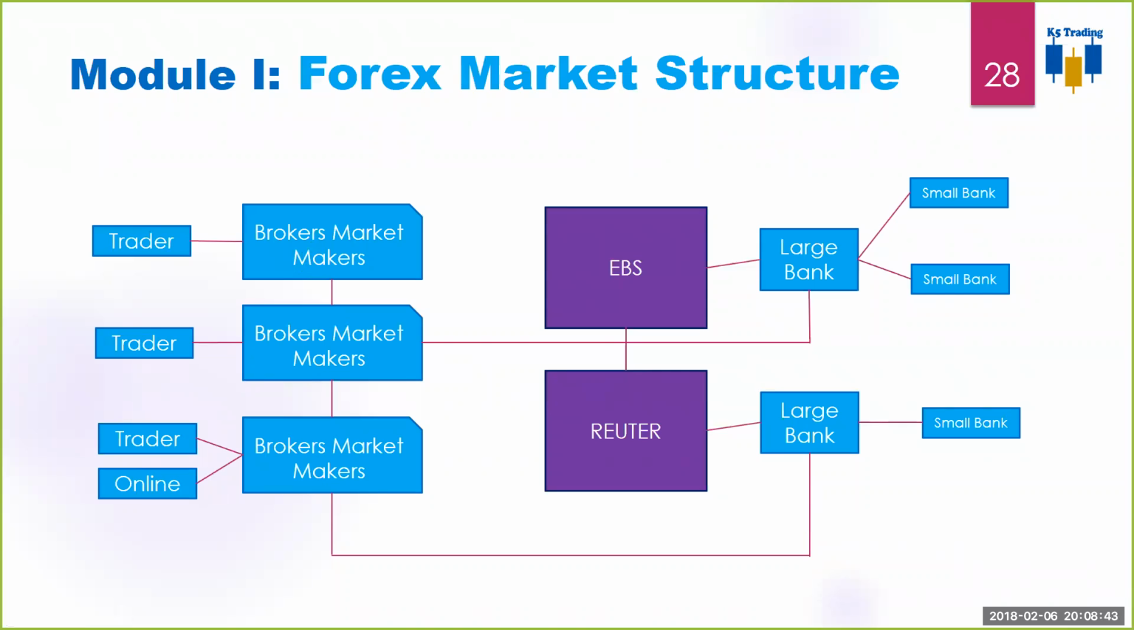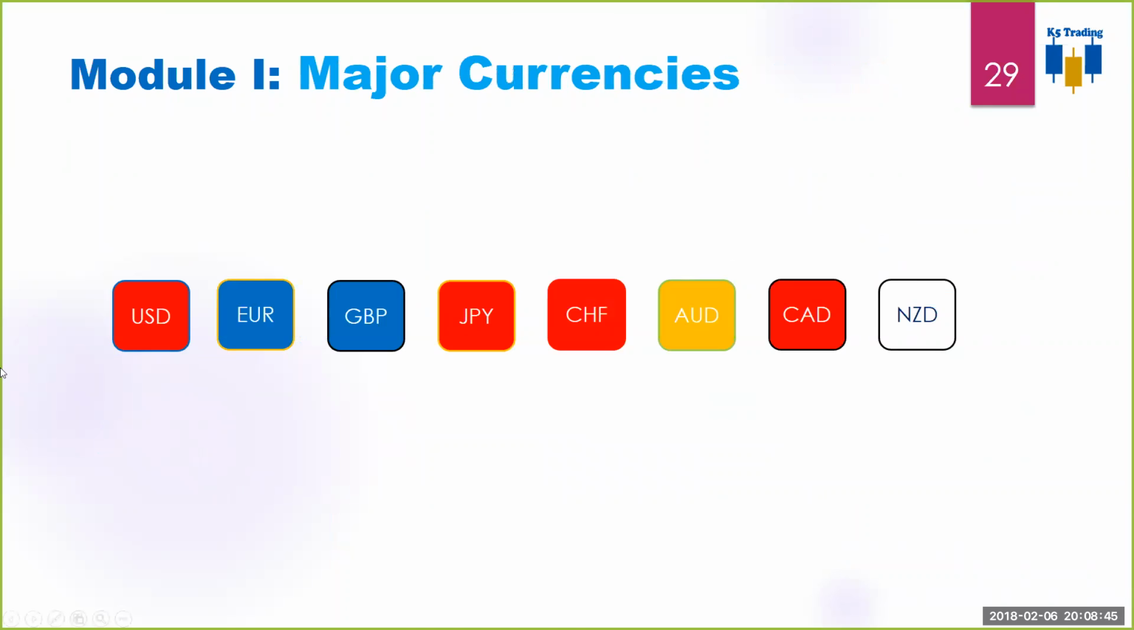The major currencies which we trade are USD, Euro, British Pound, Japanese Yen, Swiss Franc, Australian Dollar, Canadian Dollar, and the New Zealand Dollar. These 8 currencies cover 90% of the volume of $5.3 trillion a day. The trading normally happens between pairs of these. So for example, the Australian dollar and the US dollar is one pair. Euro US is the second pair. Euro AUD is the third pair, and that's how they trade.